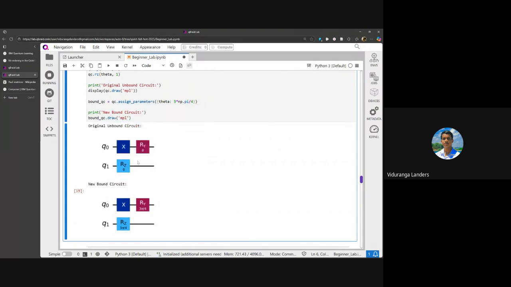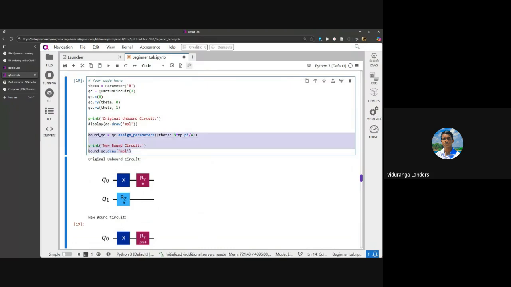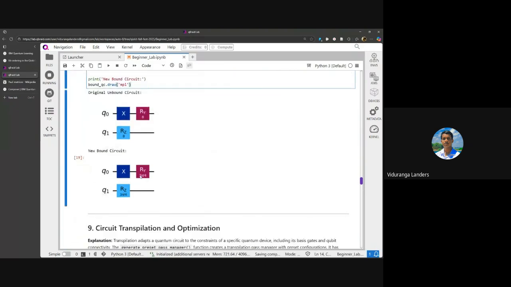And now I am using that circuit definition and assigning parameters to that, theta, to be equal to this angle parameter. And now when I draw the new circuit, it is going to have those values. So as you can see, you can define a circuit that could be used multiple times with different parameters.